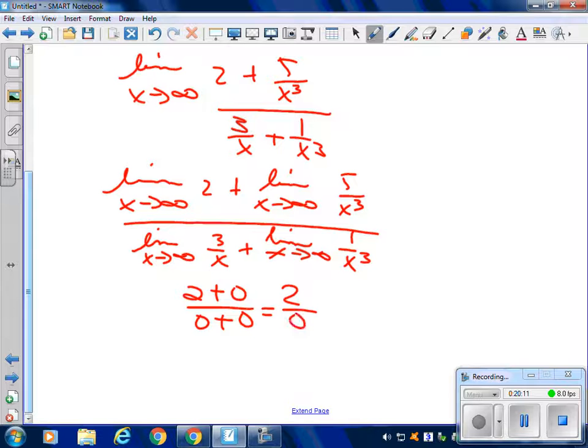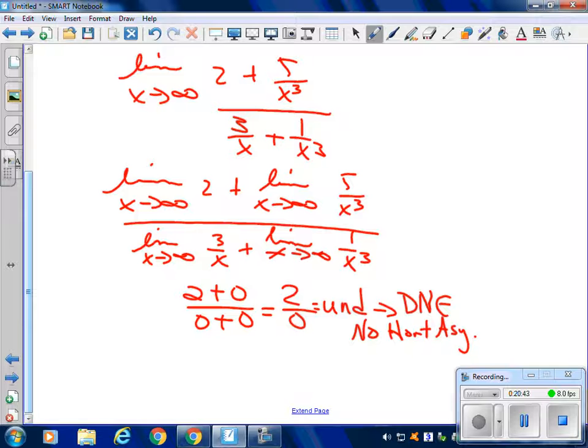What's 2 divided by 0? Undefined. So therefore, if the limit doesn't exist, there's no horizontal asymptote. Can't exist if it's undefined. Now, that doesn't mean it doesn't have an asymptote. It just means it's not horizontal. Usually those problems will have slanting.